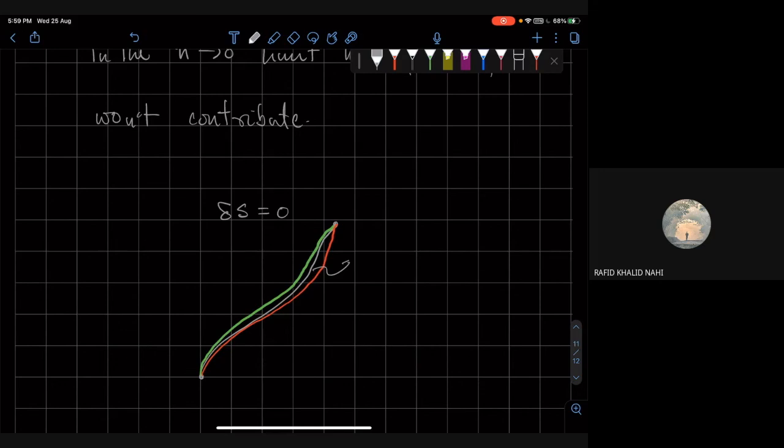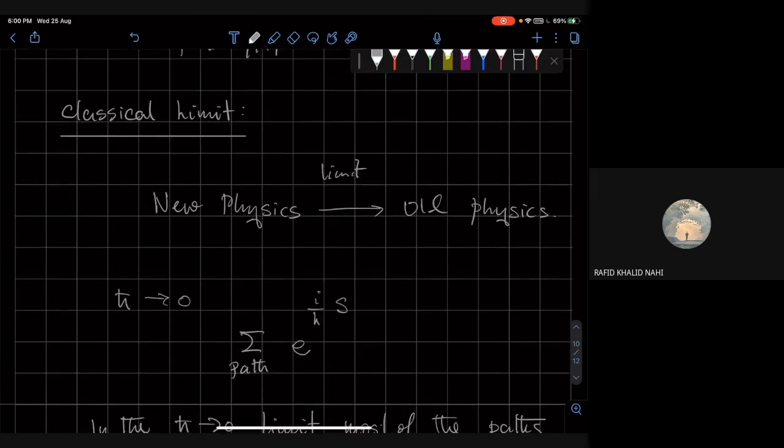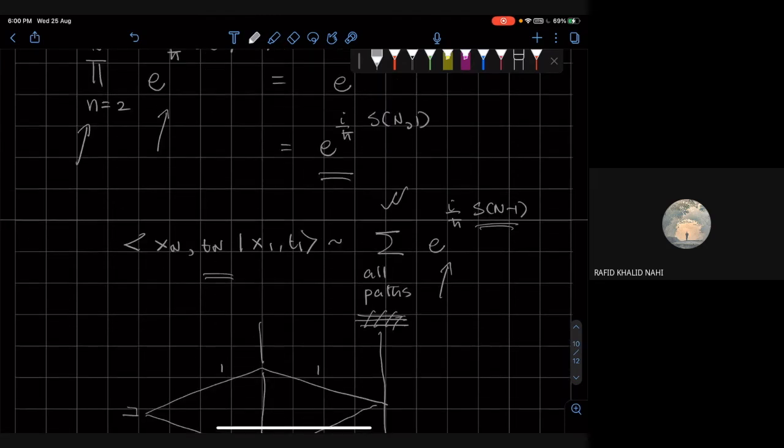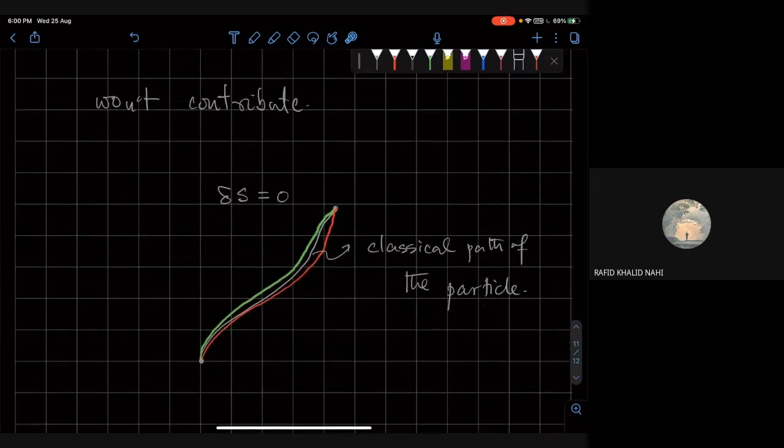So this is the classical path of the particle. Okay. So all these paths which are nearby, they will contribute, they will interfere constructively. So in this path integral, the contribution in the h goes to 0 limit will come from essentially the classical path and its neighbors, which means that in the classical limit, we do get classical mechanics from this crazy path integral theory. So it passes this very important test. Okay?